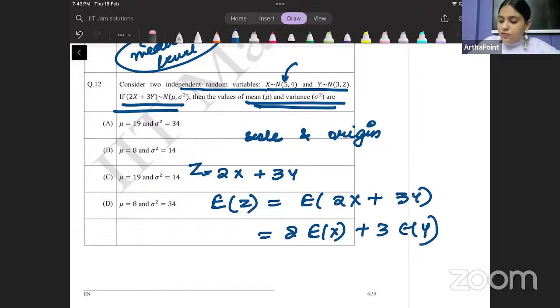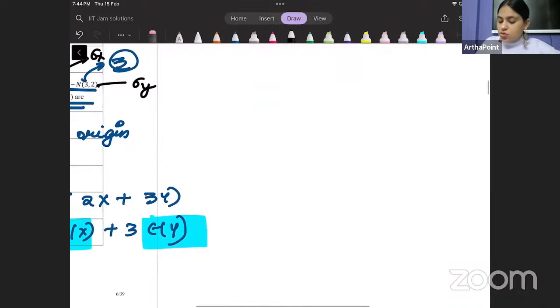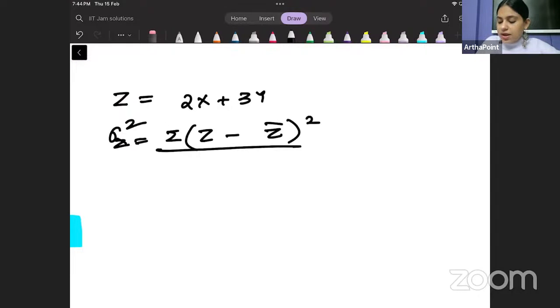आपको expected value of x given है, expected value of y भी given है. You can just plug in the expected value of x, plug in the expected value of y, and get the expected value of z. ठीक है, ऐसे ही you are given the standard deviation of x, standard deviation of y, तो आप z का भी standard deviation निकाल सकते हो. So you can go ahead and say that okay, z is 2x plus 3y, right? So standard deviation of z, पहले variance निकाल लो. It is going to be z minus z bar whole square by n.